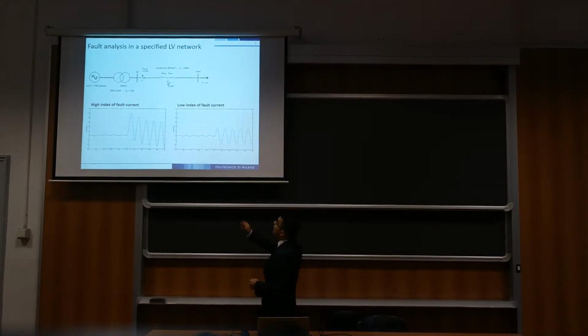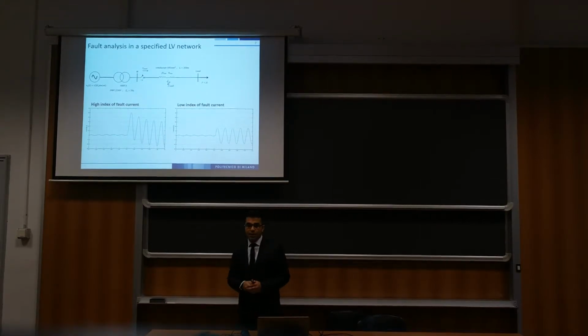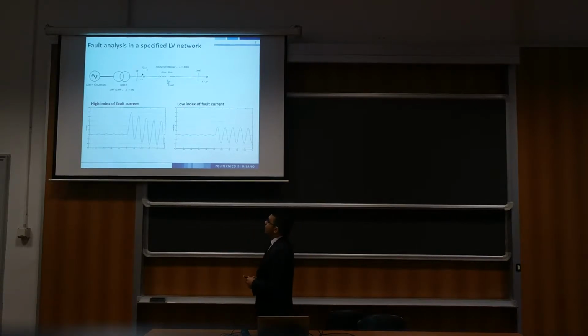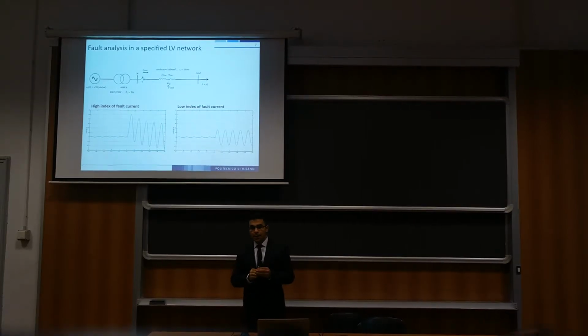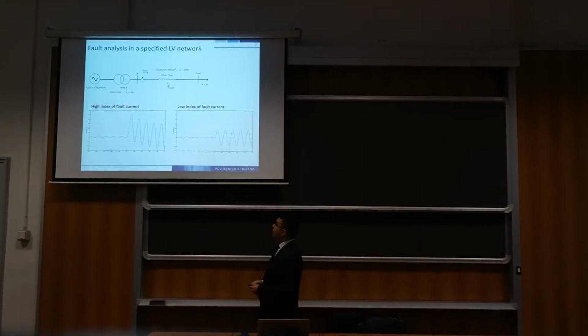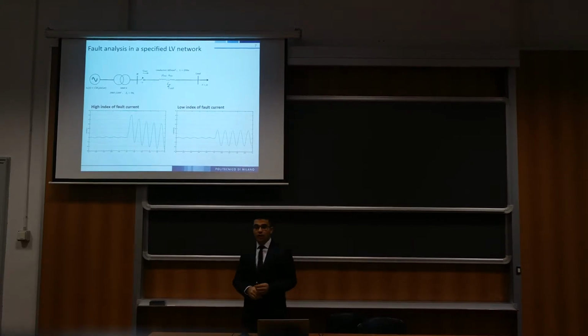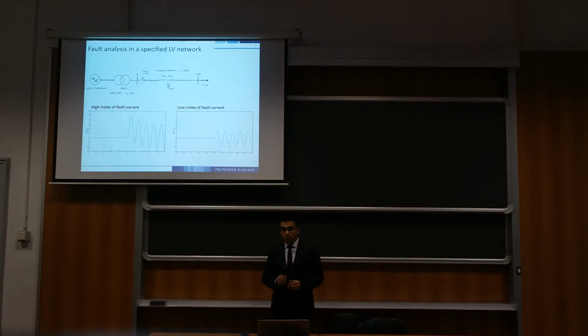Let's consider a specified low voltage distribution network with the parameters depicted in the picture. In order to provide appropriate protection coordination for this network, a complete fault analysis is supposed to be done. In the picture, you can see the simulation results in MATLAB environment for high index of fault current and low index of fault current. High index implies the fault occurs at the M-bus at the moment which results in the highest possible DC current component, and low index implies the fault occurs at the load bus at the moment which results in zero DC component.